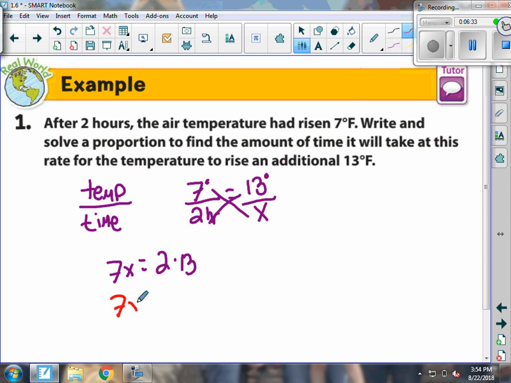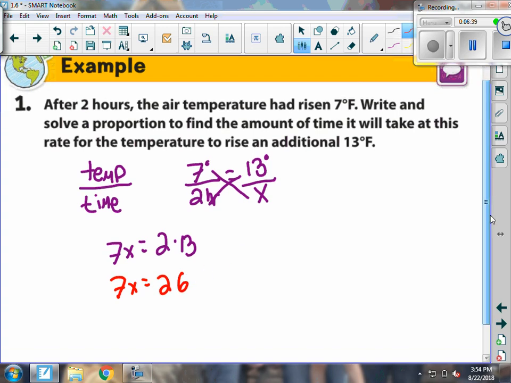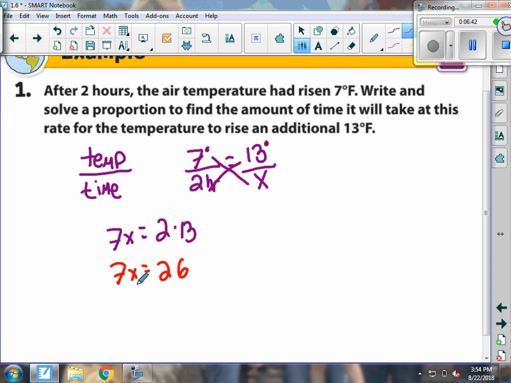So that's 7x is equal to 2 times 13, which is 26. I can't think just off the top of my head, 7 times what equals 26? It's not going to be a whole number. So that's where your solving one-step equations come into play.